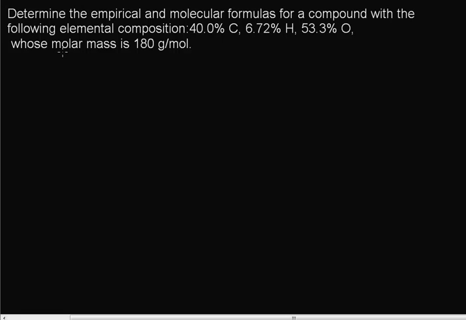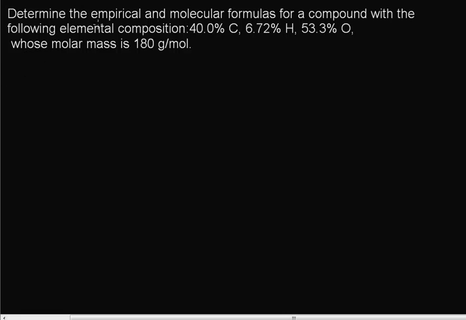Hello again. This is a short video to explain how to determine or calculate the empirical and molecular formulas. The difference between empirical and molecular formula is the ratio. An empirical formula gives a simple ratio of elements present in a compound, whereas a molecular formula will tell you the actual number of different atoms of the element.